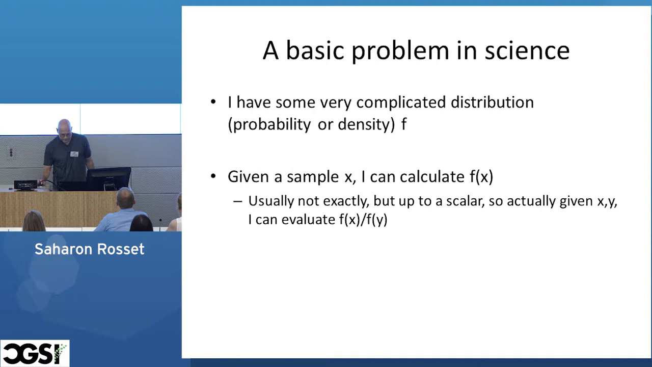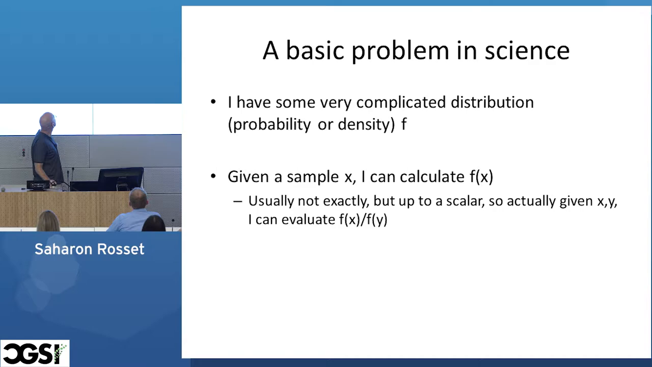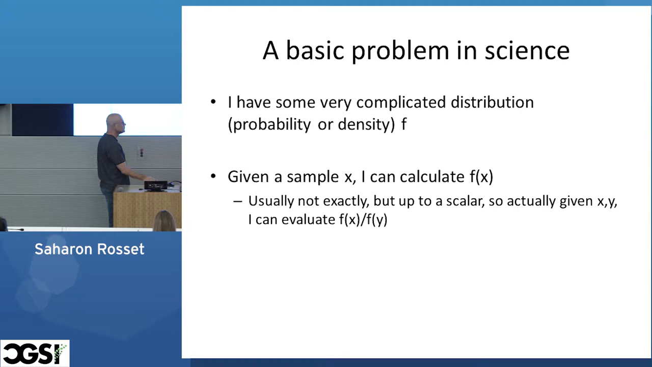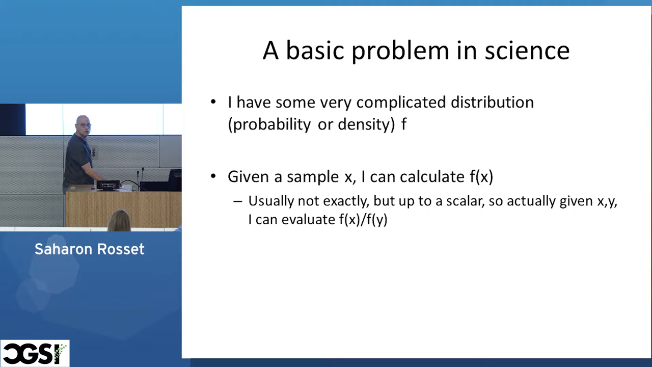So what we're usually going to assume is not that I can calculate F, but that I cannot calculate this ratio. Can you see the mouse? No. It doesn't show on the screen. Okay, down there, I'm going to assume that I cannot calculate f, but given two points, I can evaluate the ratio of f between the two points. So given x and y, I can calculate this ratio, f of x to f of y. And you'll see why this is very natural in many of our examples.